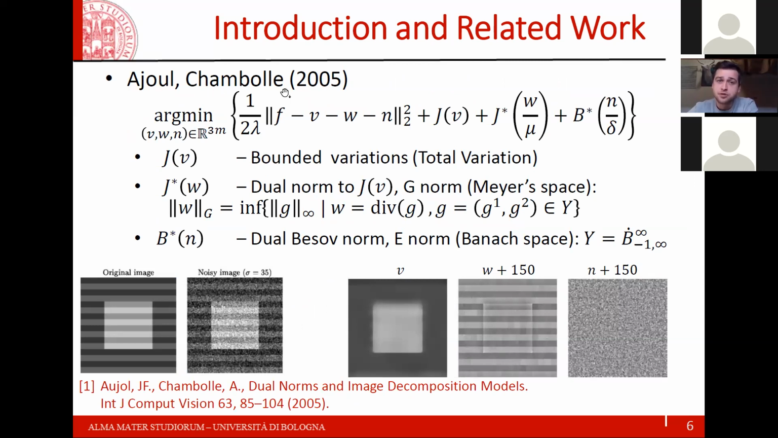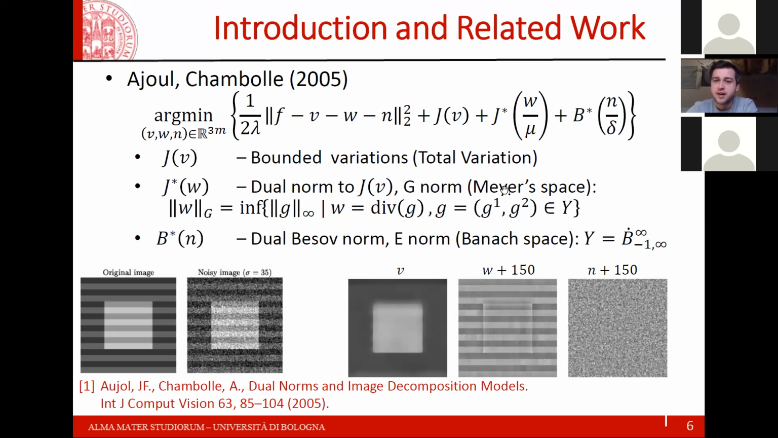So Aujol and Chambolle have proposed the following model, where they tried to decompose an observed image F into structure V, texture W, and noise N. The regularizations in this model consisted of total variation, then a dual norm to the total variation, or a G norm, we could say, and another norm, which is a dual Besov norm represented by a Banach space.